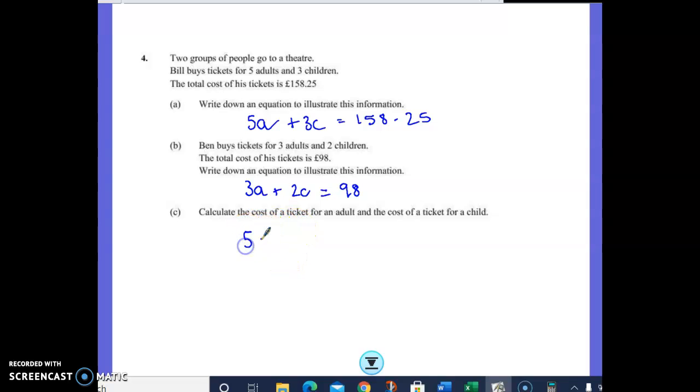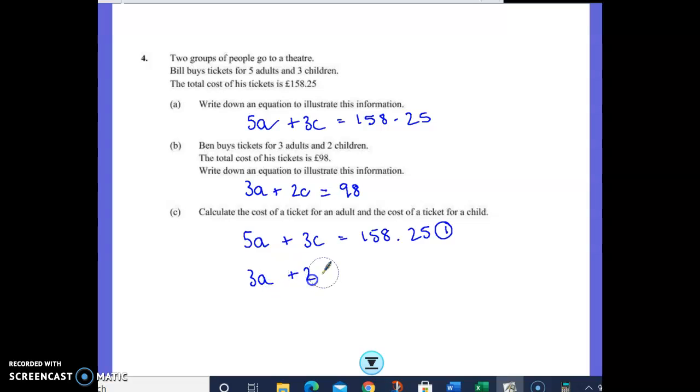Okay, I've got my 2 equations. I've got 5A plus 3C equals £158.25. There's equation 1. And I've got 3A plus 2C equals 98. There's equation 2. Okay, I'm going to change the bits in the middle. I've got a 3 and a 2. Smallest number 3 and 2 both go into is 6. So I want to times that one by 2, that one by 3.